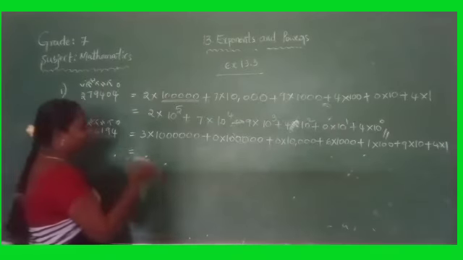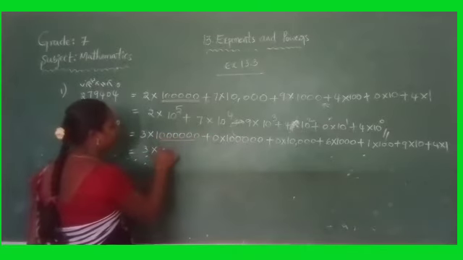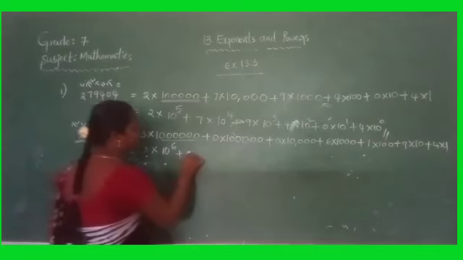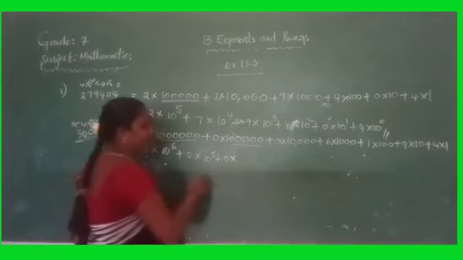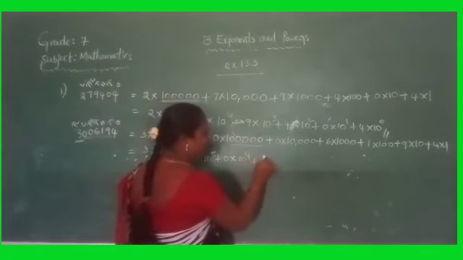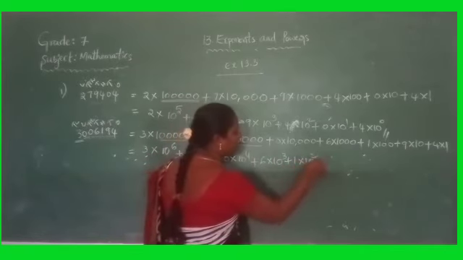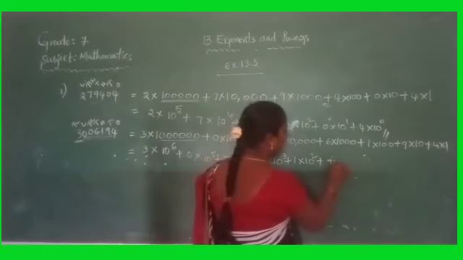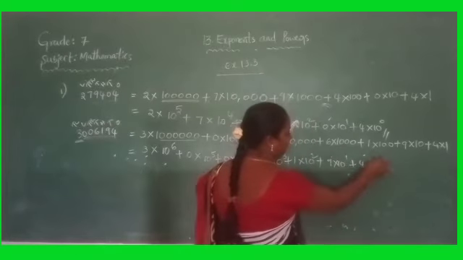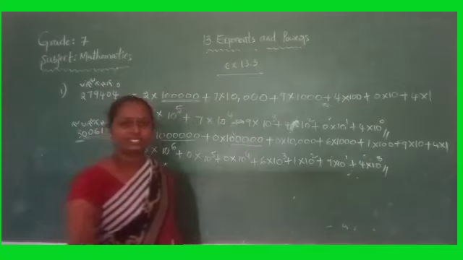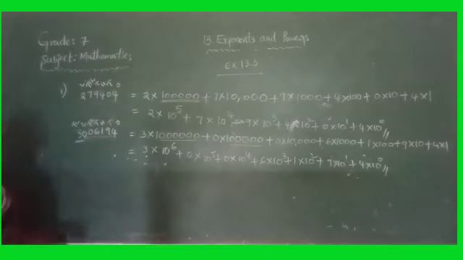Now write this one in the form of exponential. 3 into how many zeros? 1, 2, 3, 4, 5, 6, now 10 to the power of 6. 0 into 10 to the power of 5 plus 0 into 10 to the power of 4 plus 6 into 10 cube. Very good. 1 into 100 is 10 square plus 9 into 10 to the power of 1 plus 4 into 10 to the power of 0. 10 to the power of 0 is equal to 1. Right. So this is the expanded form.